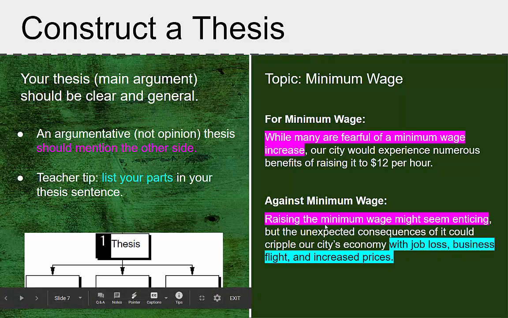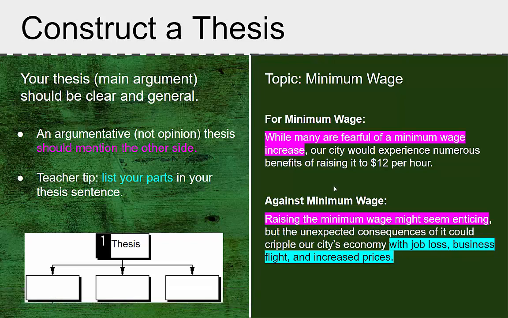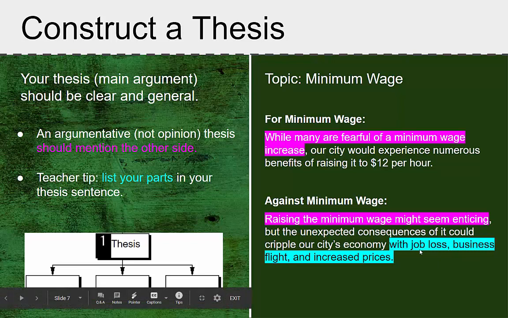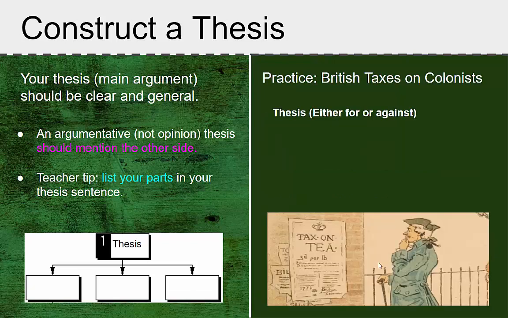So for example, raising the minimum wage might seem enticing. This would be a thesis against minimum wage. So raising the minimum wage might seem enticing, so we're acknowledging the other side. But the unexpected consequences of it could cripple our city's economy with job loss, business flight, businesses going away, and increased prices.